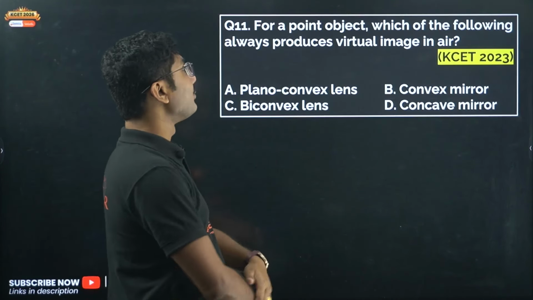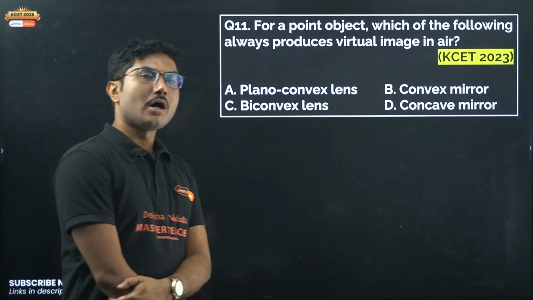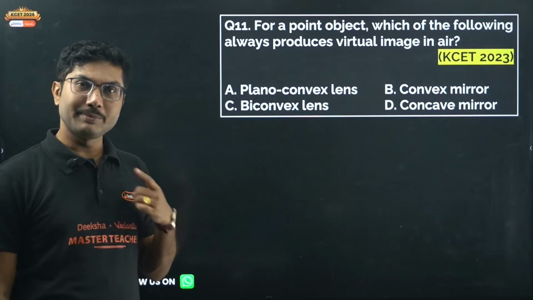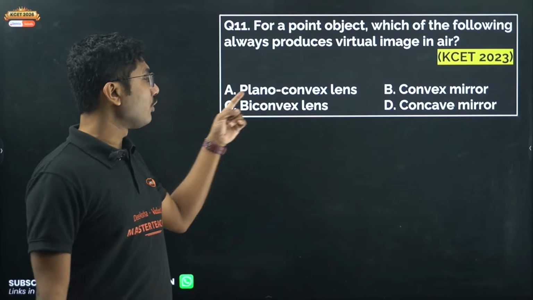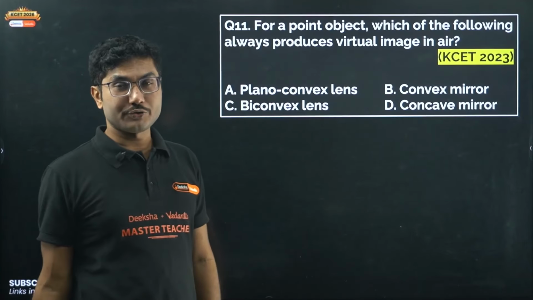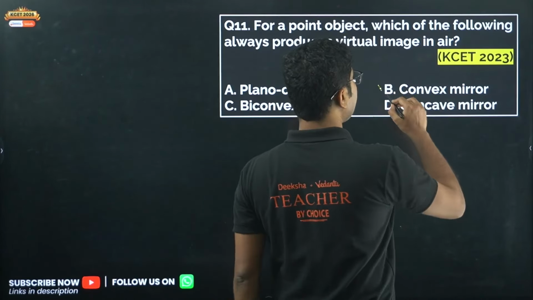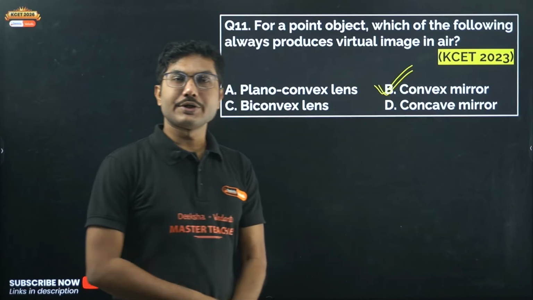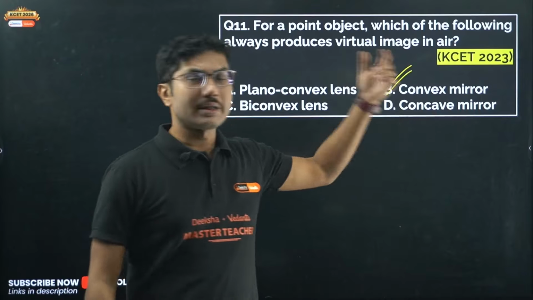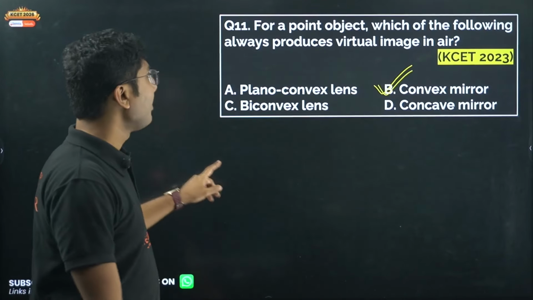Next, for a point object, which of the following always produces virtual image in air? So which two things produce virtual images in air? One is concave lens, another one is convex mirror. So let's see which is given over here. Plano-convex lens can produce real image, can produce virtual image, but it does not produce virtual image always. Convex mirror, for a real object, always produces virtual images. So correct answer is convex mirror. Biconvex lens, concave mirror, they all can produce real as well as virtual. So that's why the only answer is convex mirror.